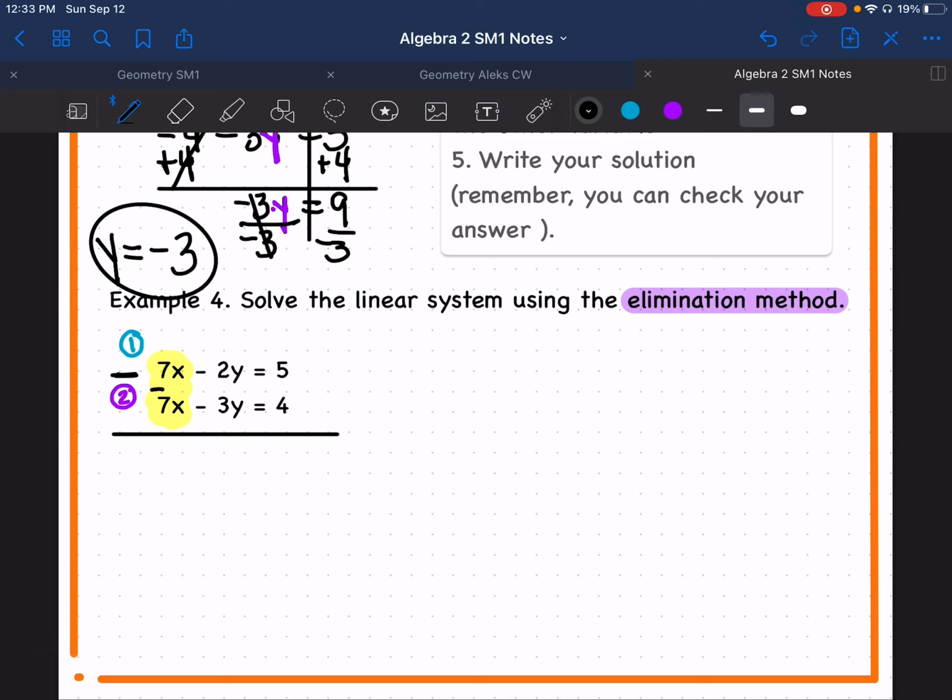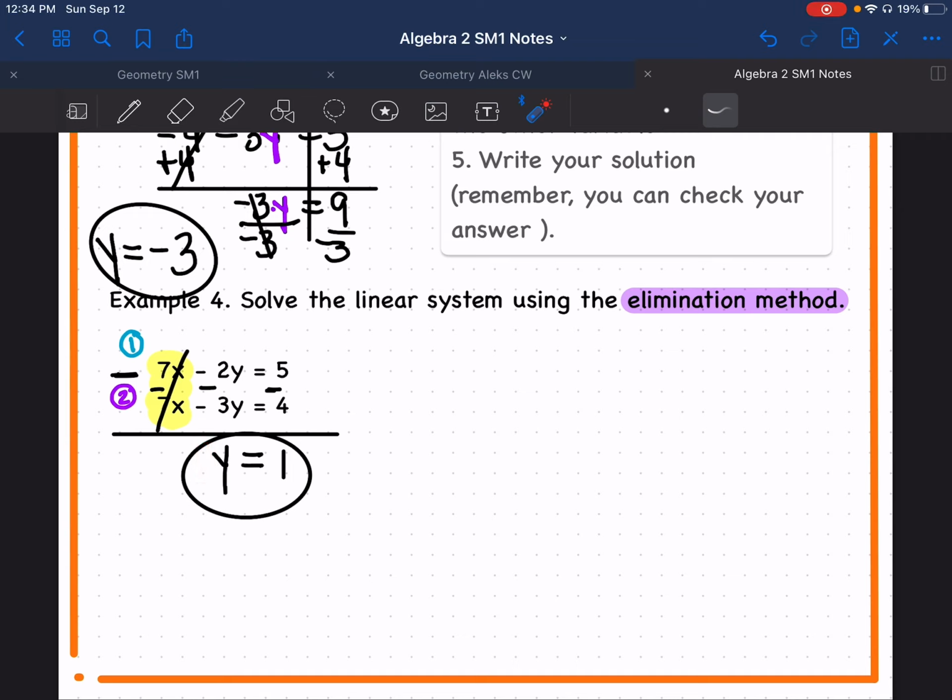So 7 minus 7x becomes 0. I'm going to do -2y minus -3. -2 minus -3 would be just +1y. How lucky are we? And 5 minus 4 would be 1. We got lucky on that one, guys. We already have an answer, because remember, this one was the invisible 1, which we don't have to have.